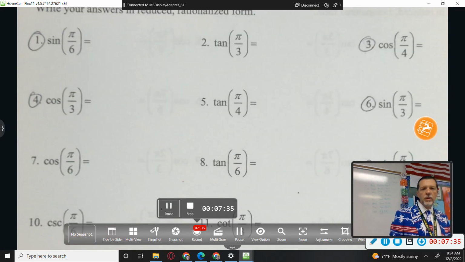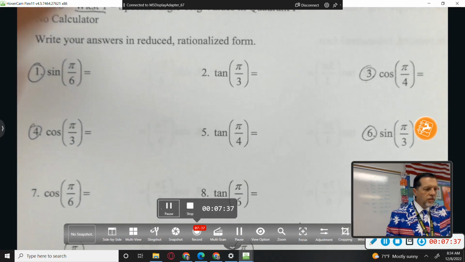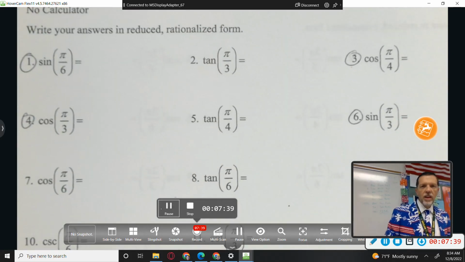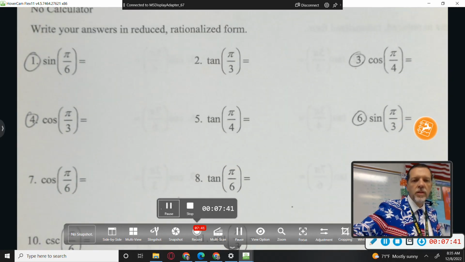So looking at worksheet 1, try 1, 3, 4, and 6, and then we'll go over those in just a moment.